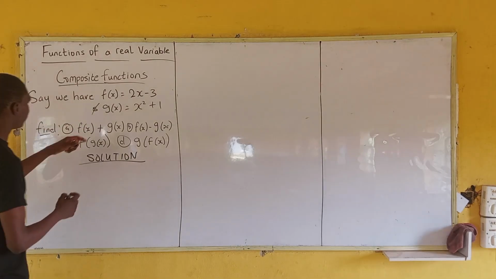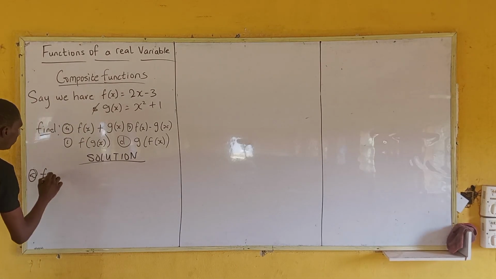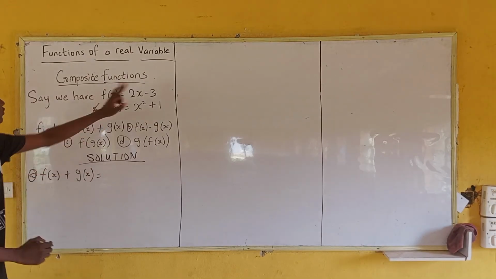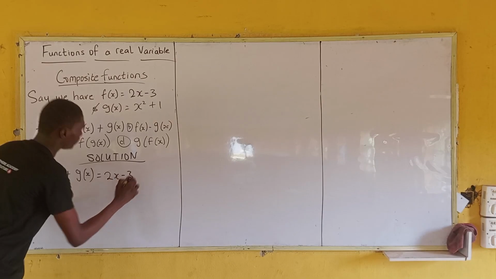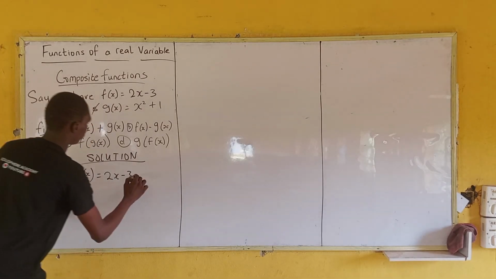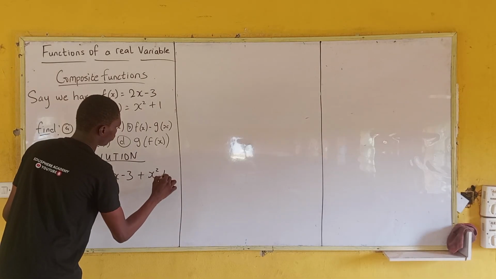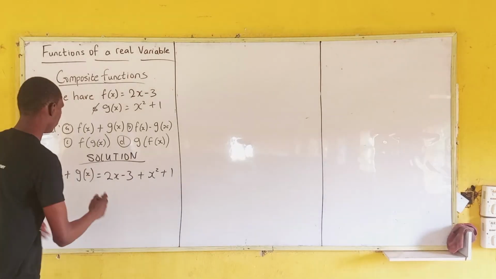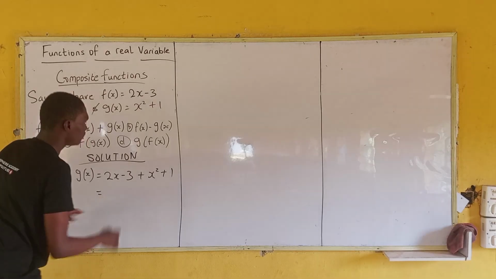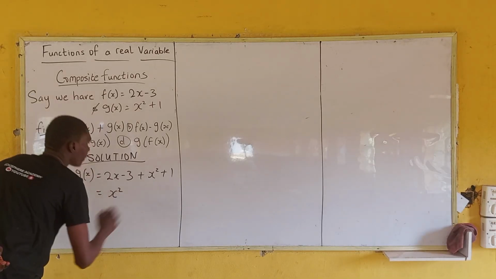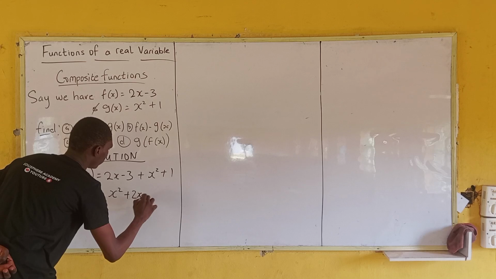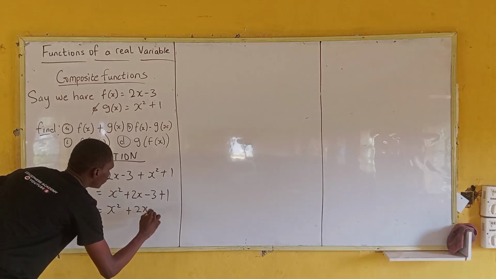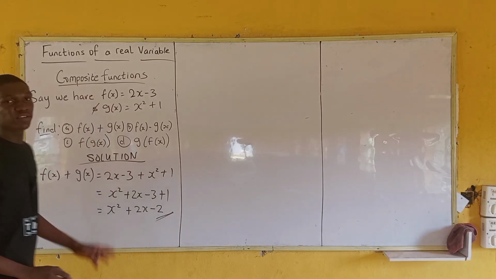All right. To find f of x plus g of x is simple. a. f of x plus g of x. So what's the value for f of x? It is 2x minus 3, right? And what's the value for g of x? That's x squared plus 1, all right? It's simply substituting the value for f of x and the value for g of x. So therefore, we now have 2x minus 3 plus x squared plus 1. Rearranging, we have x squared plus 2x minus 3 plus 1, that is x squared plus 2x minus 2. And that will be our final answer for this part, all right?